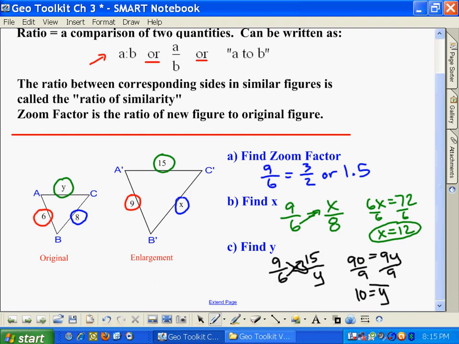And you can do a little sanity check right here. If this is a 10, what is 10 times 1.5? Well, it's 15. Also, down here, if this is 8 and we said that X is 12, if we take 8 times 1.5, would we get 12? Yes, we would. So that's the way you can check your work here. That's what you need to know about ratio of similarity and zoom factor.